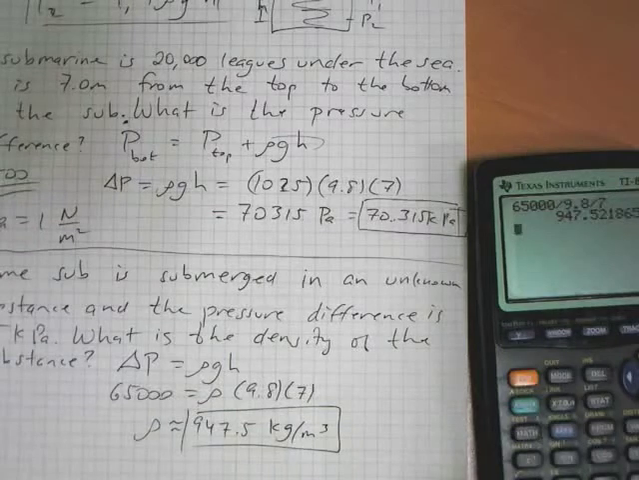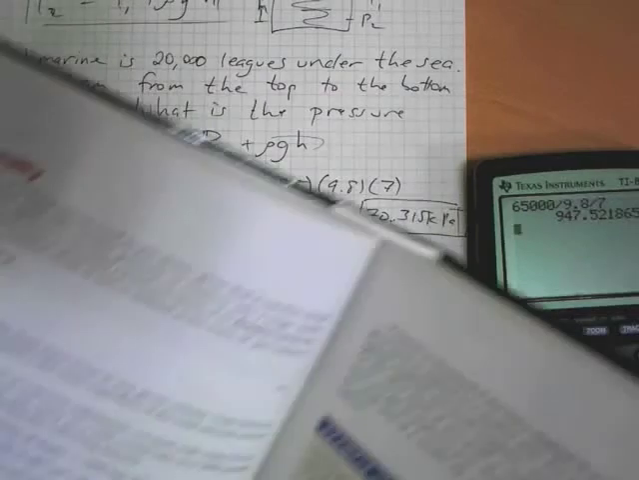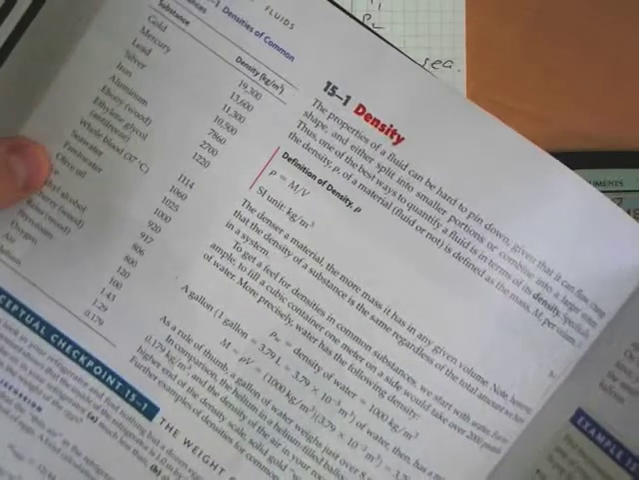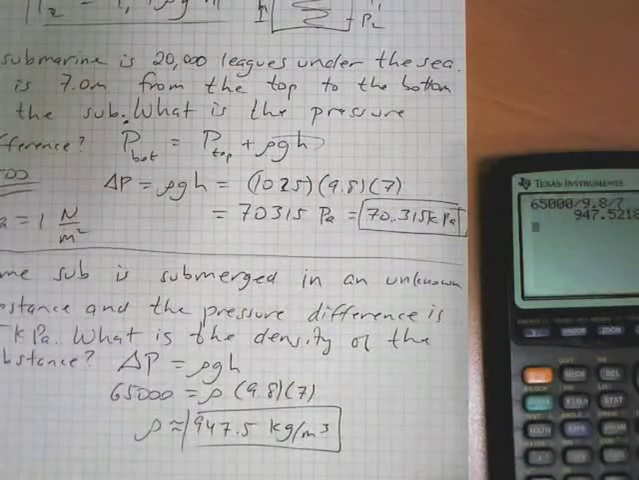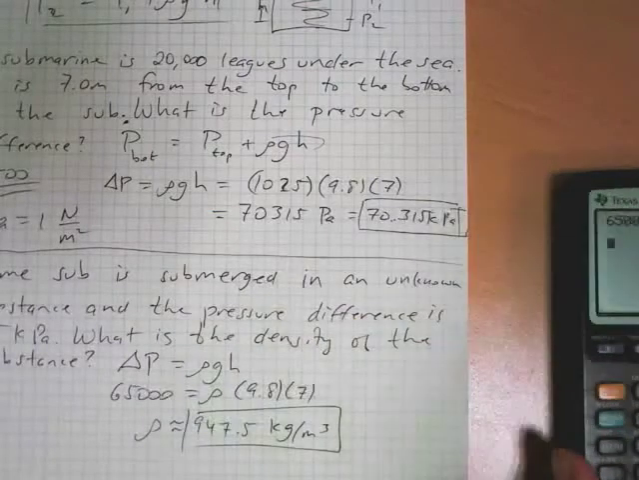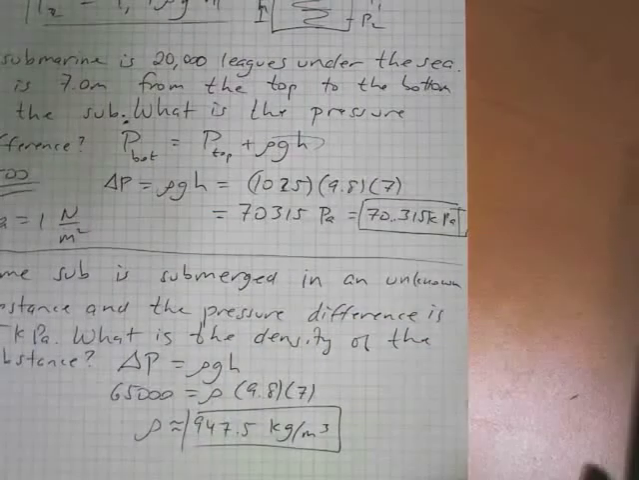If we look at our chart, that looks like olive oil is 920, so maybe that's some kind of oil or something relatively similar to olive oil. So that's how we can use our pressure equation.